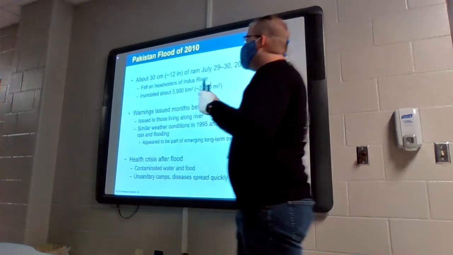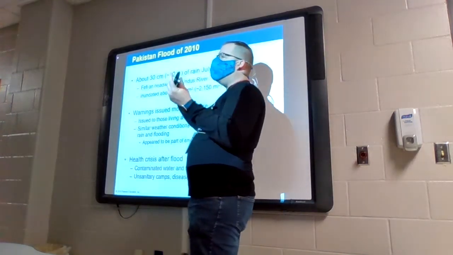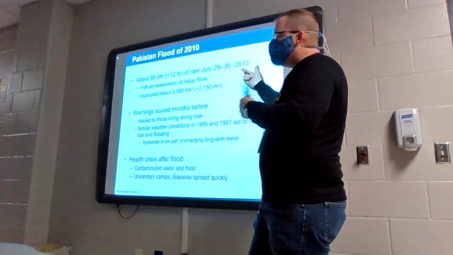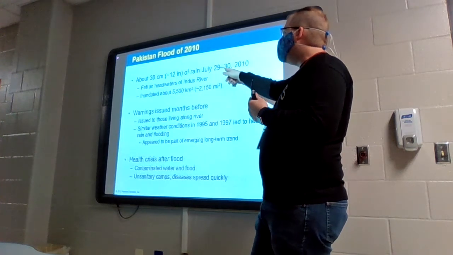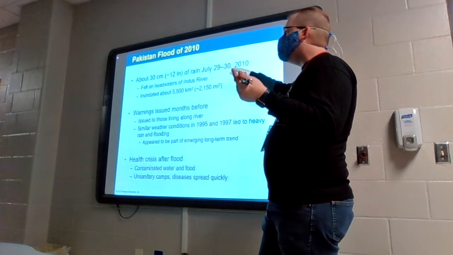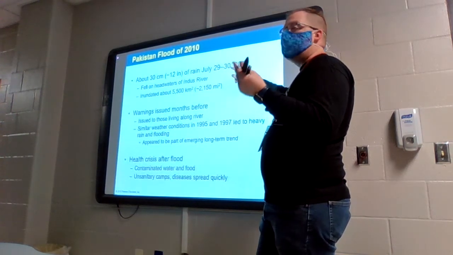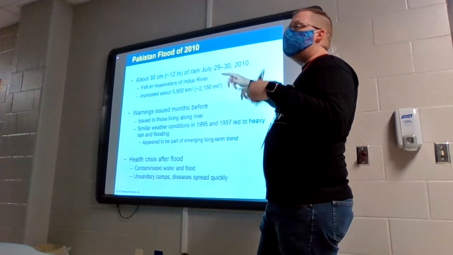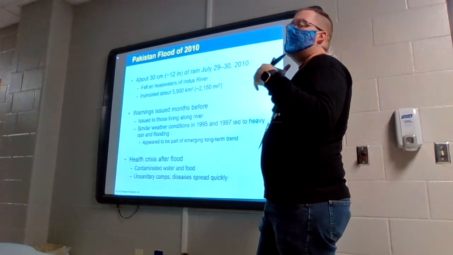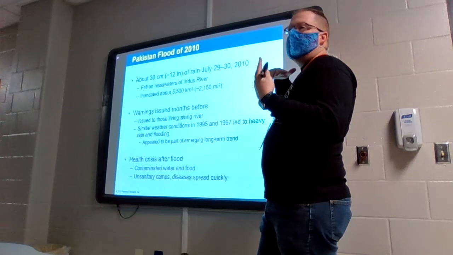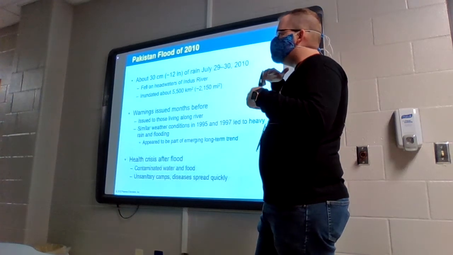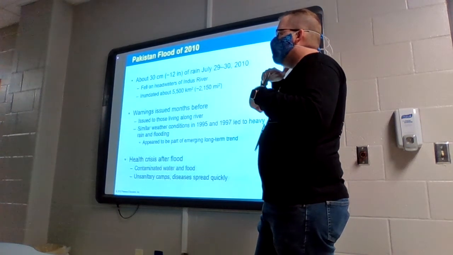And so you can see that they had a lot of rain, about a foot of rain from July 29th to July 30th. So over 48 hours, they have about 12 inches of rain, which is a lot. If we get a really heavy rain, it's like 5 or 6 inches. So getting a full foot is a lot of water.